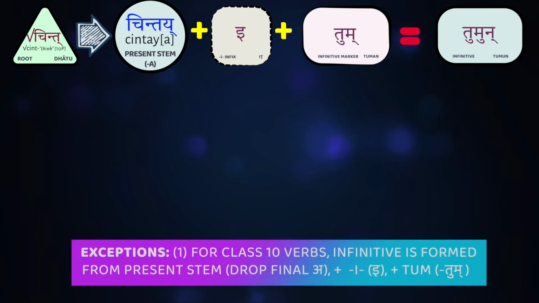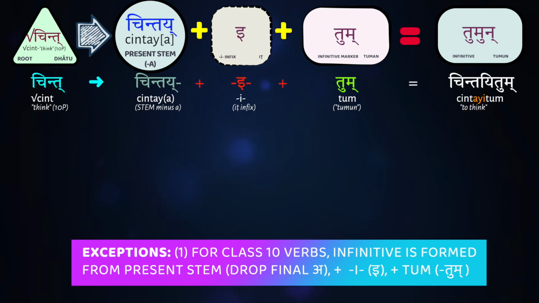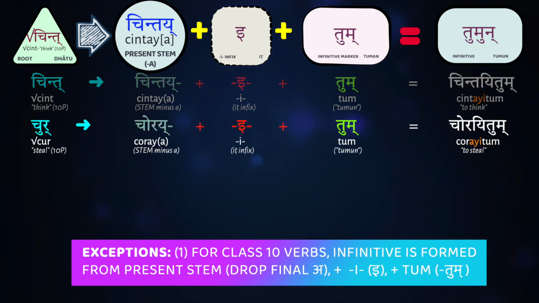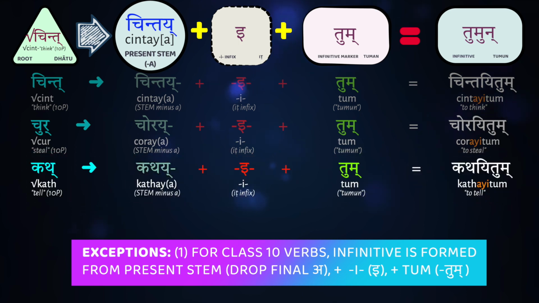First is all 10th class roots are going to form their infinitives not from a gunated root like all the others, but from the stem. If you remember, the stem is going to add an aya. And this aya, you drop the final a of the aya, and then you always add your ikara, the it. Then you add your tum. So for the root chur, to steal, you get chorayitum, to steal. Kat, to tell or narrate, we'll get kathayitum.